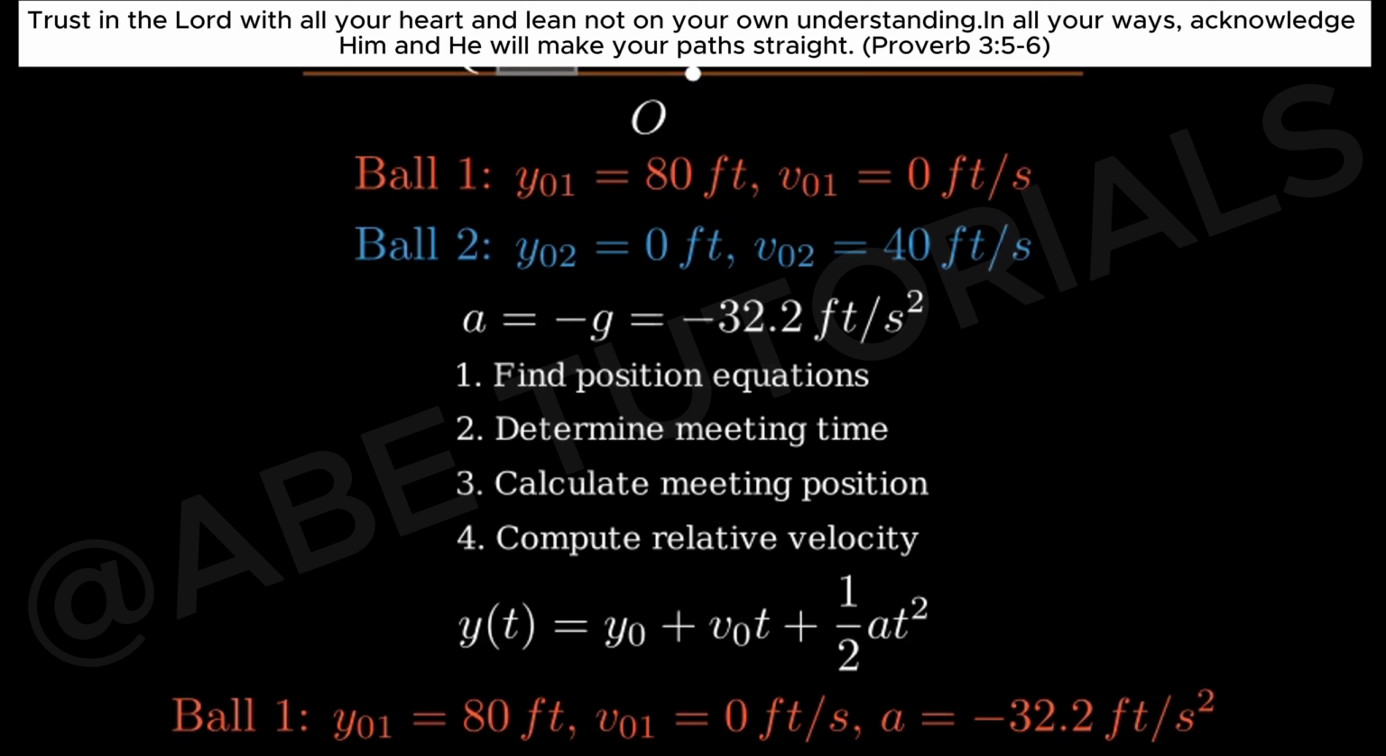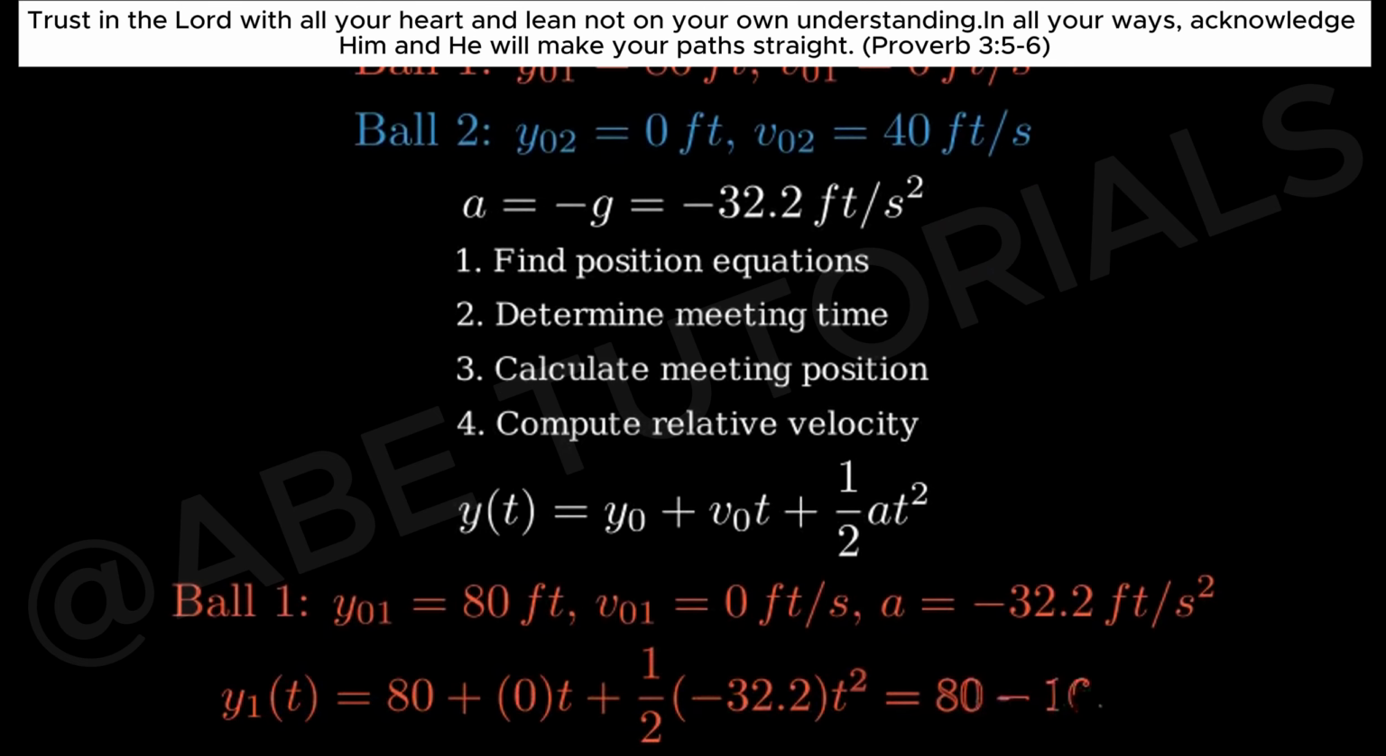Substituting these values, we get y1 of t equals 80 plus 0 times t plus 1/2 times negative 32.2 times t squared. Simplifying, y1 of t equals 80 minus 16.1 t squared.